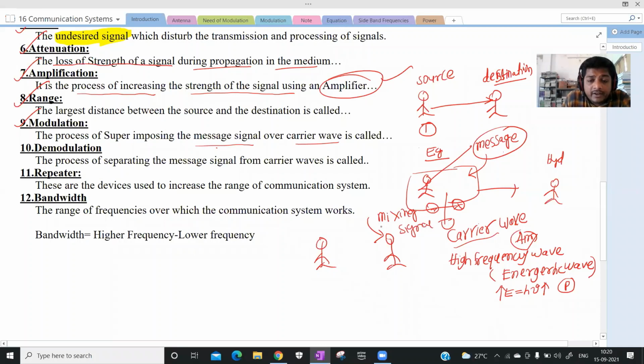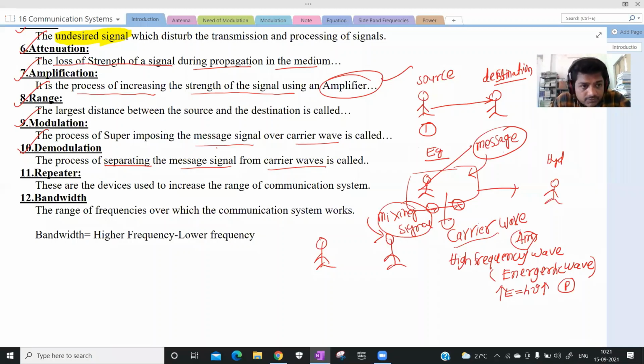So here we need to separate the signal, that is, the message signal from the carrier signal. That is called what? Demodulation. The process of separating the message signal from the carrier wave is called demodulation.